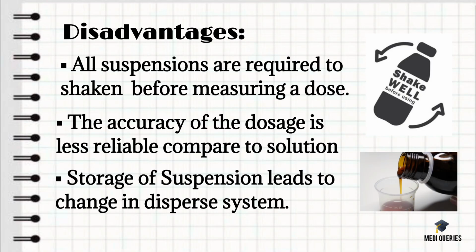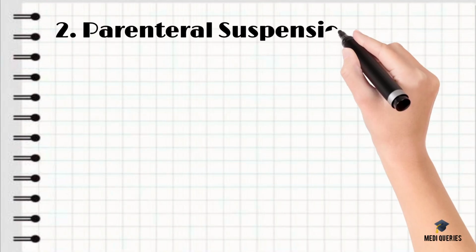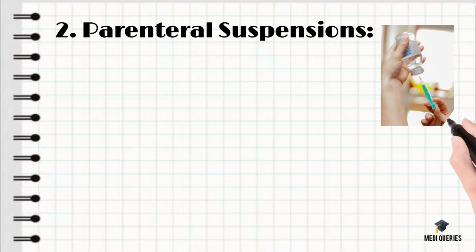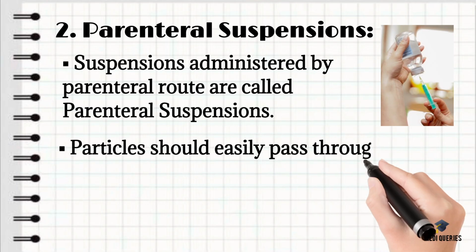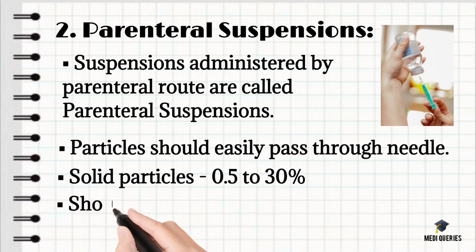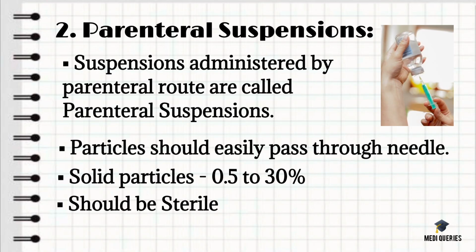The next one is parenteral suspensions. The suspensions which are administered by the parenteral route are called parenteral suspensions. These suspensions are required to fulfill various qualities. The particle size of the drug should be such that it can be easily passed through the needle of the syringe. There should not be any crystal growth in the suspension during its storage. The concentration of solid particles in the suspension should be between 0.5 and 30%. The viscosity of the suspension should not interfere with its flow through the syringe needle. The suspension should be sterilized.